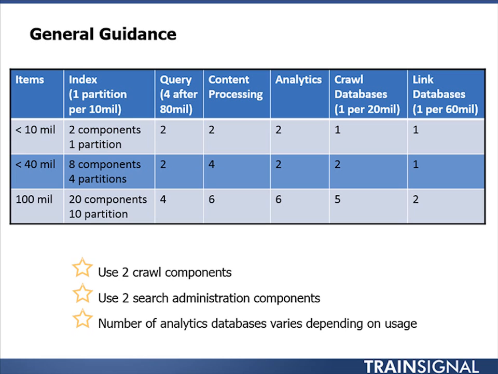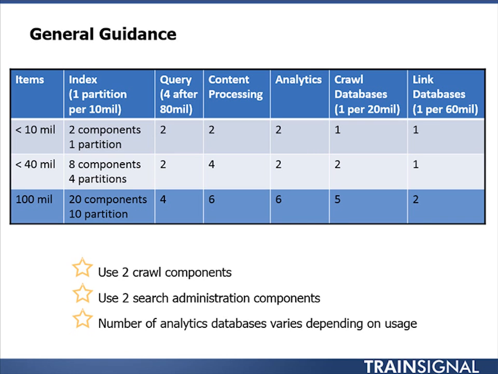And then 4 components so that way we can spread that across all the different locations. You'll notice, once again, that we don't need our new query component. For content processing, we're going to want 4 at this point. For analytics, we'll want 2. For our crawl databases, we're going to want 2. And for our link databases, just simply 1.